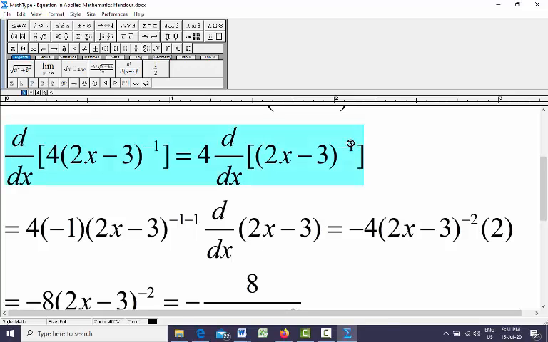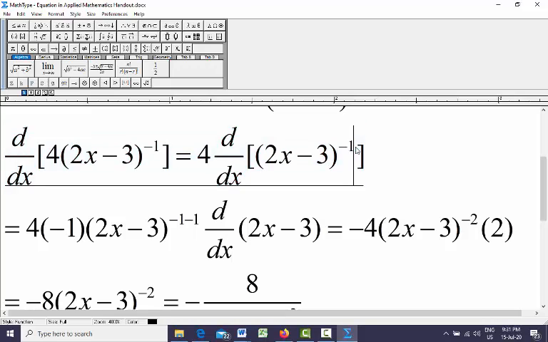You need to process the power first. As you know, the rule of power says that power will come first. That means you need to write the power first. So the power is minus 1. So we need to write the power first, that is minus 1. And then from the existing power, which is minus 1, we need to deduct 1. That means minus 1 minus 1.